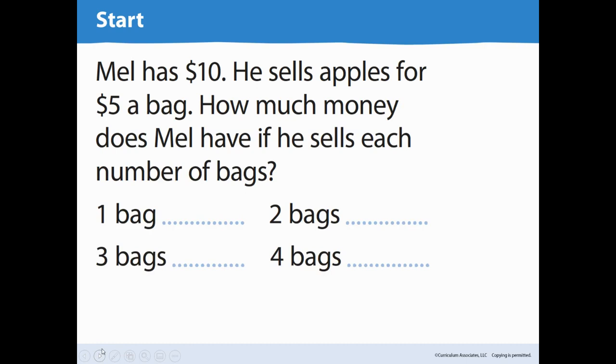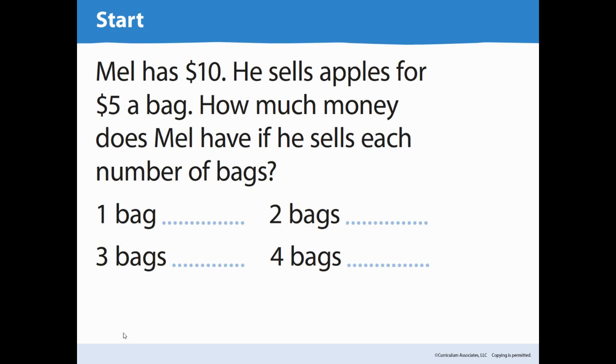Mel has $10, so Mel is starting with $10. Make sure we understand that. He sells apples for $5 a bag. How much money does Mel have if he sells each number of bags? Just remember, Mel has $10 to start. For each bag he sells, he gets $5. So go ahead and do the math down here below. Pause the video, come back, and let's check your answer.